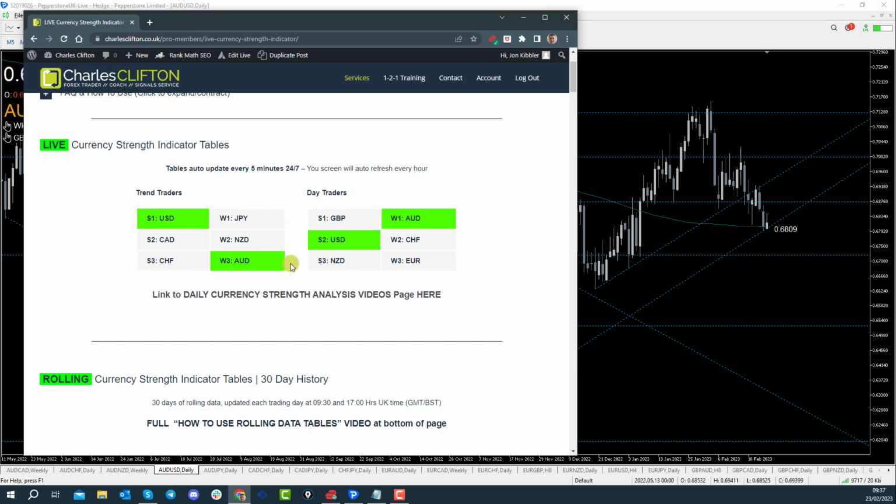So what are the tables showing us today? Well, it shows us that the dollar remains top of our trend traders table, however is the second strongest on our day traders, and the Australian dollar is the third weakest currency on our trend traders but tops our day traders as the weakest currency. So really speaking, the only highlighted currencies today are the dollar and the Australian dollar. So we will be looking at Aussie US dollar in this video to suggest where price could potentially go next in line with the technicals.